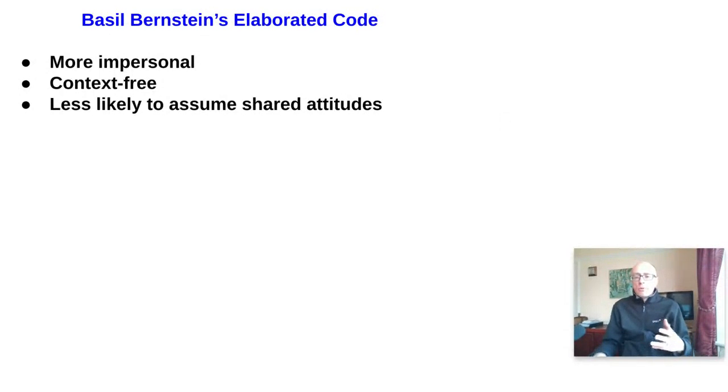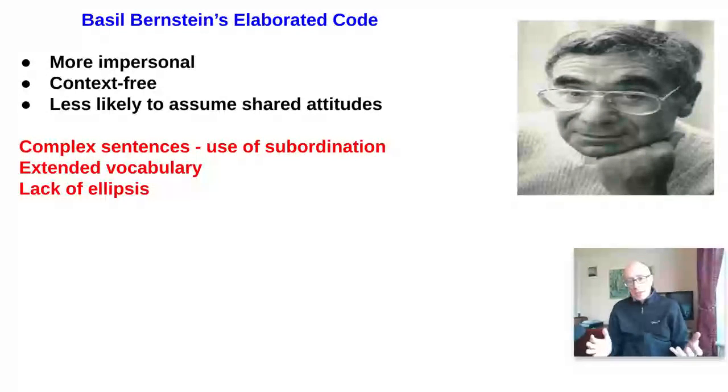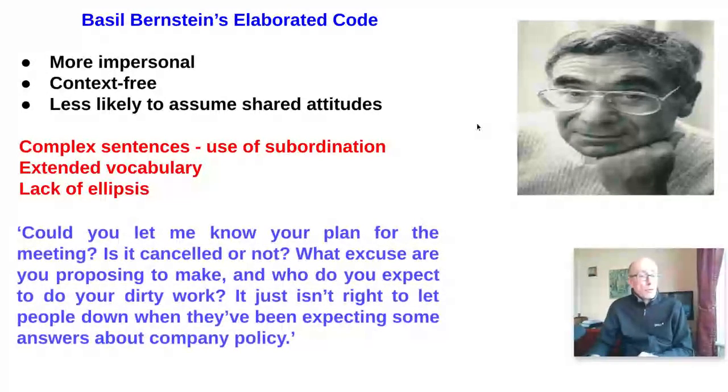Okay, so it's more depersonalized, it's more neutralized language, because assumptions cannot be made in elaborated code about the listener's knowledge. So you've got complex sentences, you've got the use of subordination, you've got a wider kind of vocabulary, you've got the lack of ellipsis and therefore more standard English forms.